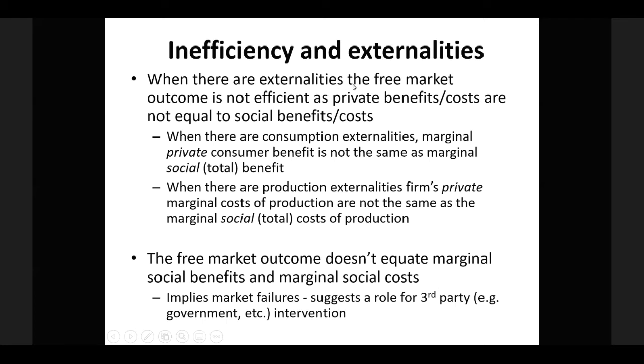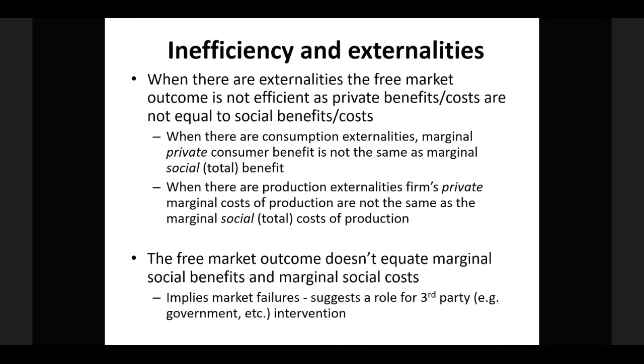When there are externalities, usually the free market outcome is not efficient. Why is it not efficient? It's not efficient because the private marginal cost or private marginal benefit are not equal to the social marginal cost or social marginal benefit. So it cannot produce efficient output. And for instance, when there are consumption externalities, we have a marginal private consumer benefit. It's not the same as marginal social benefit. So there the market will not produce an efficient outcome.